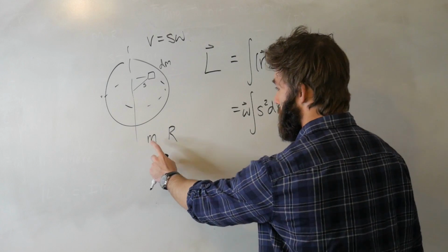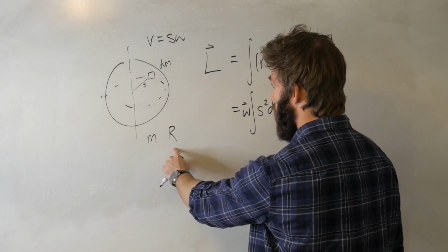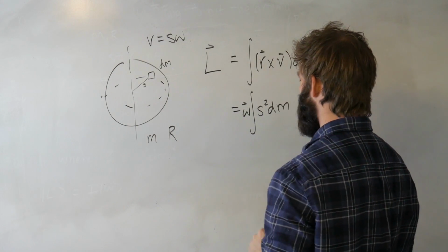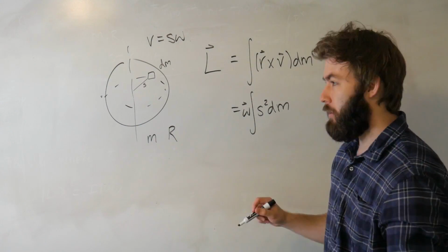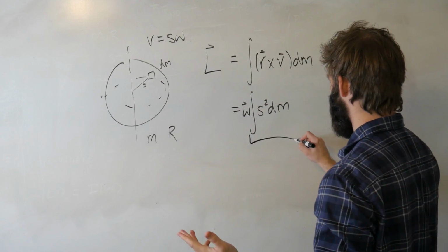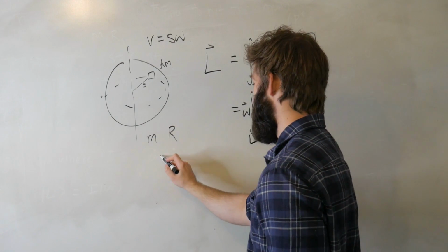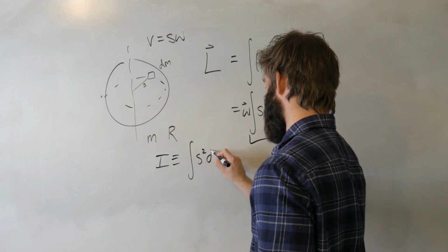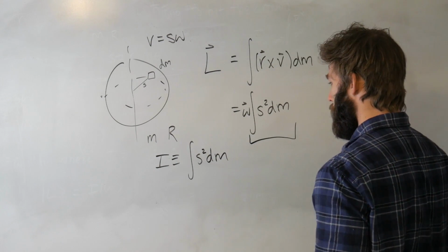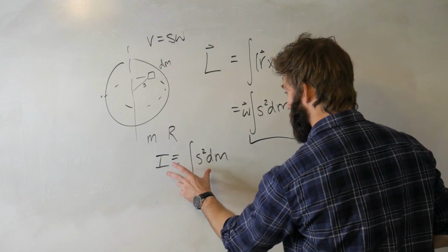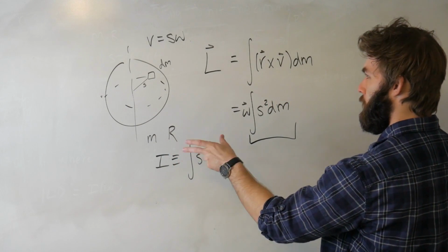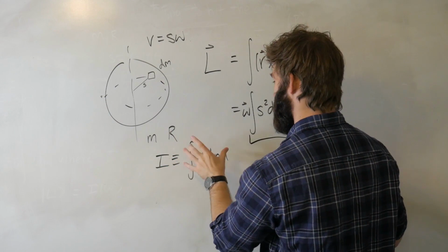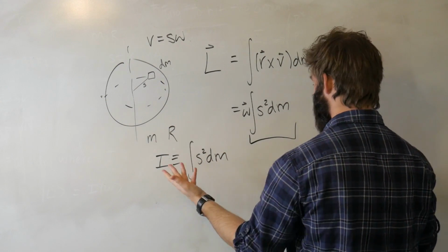So I'm saying we have some mass m, radius r from the axis of rotation, and we want to calculate the moment of inertia. Well, what is the moment of inertia? A moment of inertia is just going to be this thing right here. This is the definition. So I is defined to be the integral of s squared dm. Okay? So if we want to find this for a mass uniformly distributed sphere of density 1, well, let's just go ahead and calculate this.